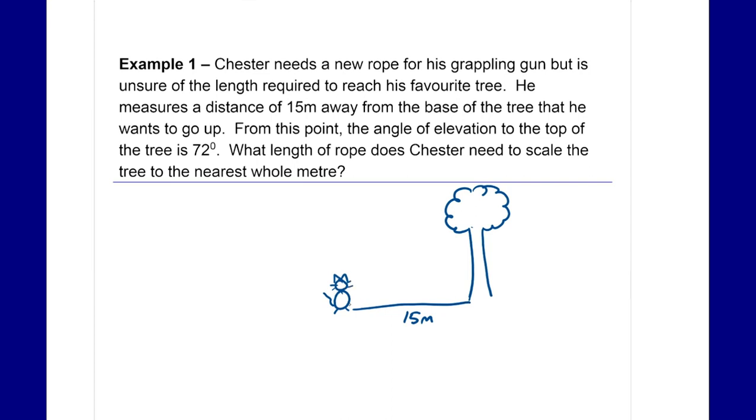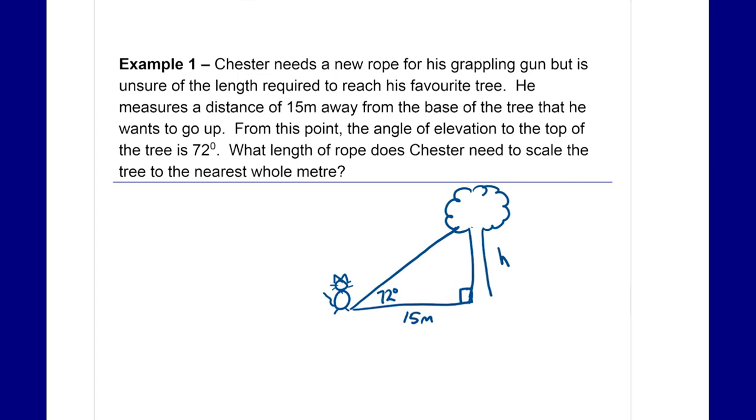And he notices an angle of elevation to the top of the tree to be 72 degrees. He wants to figure out what is the length of the rope needed to scale that tree, or basically what is the height for his little grappling gun. So we can assume that the tree and the ground form a 90-degree angle.